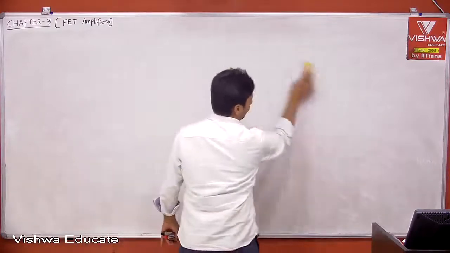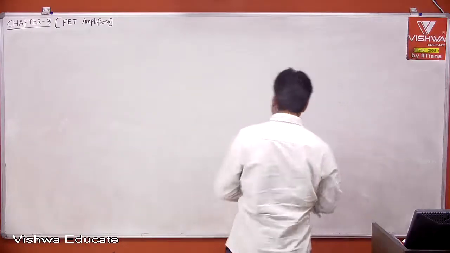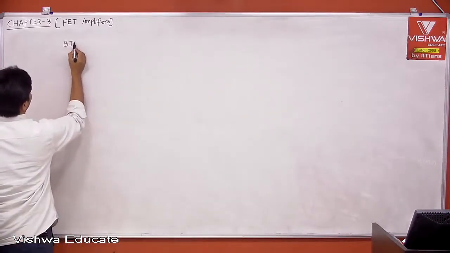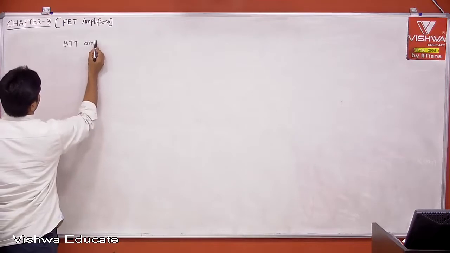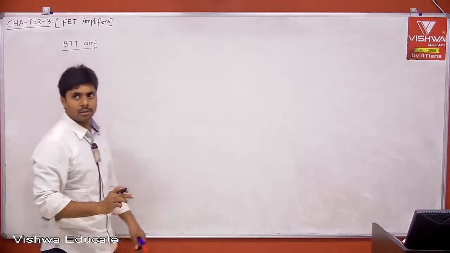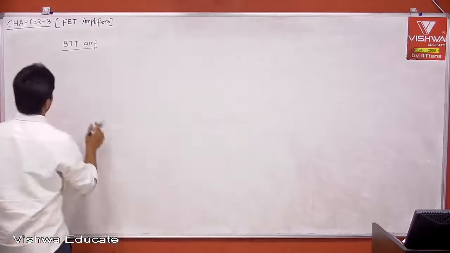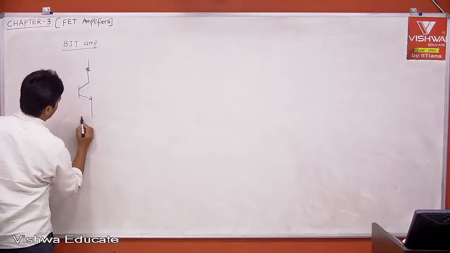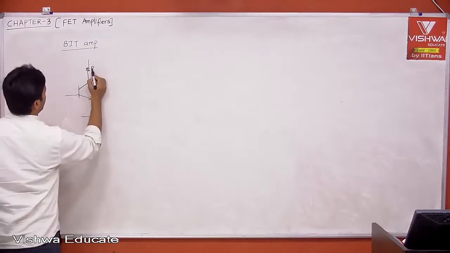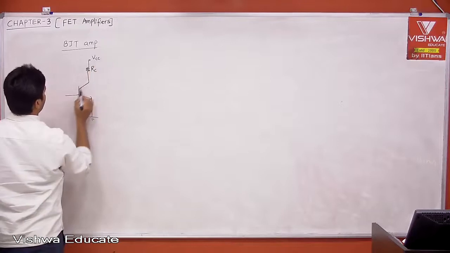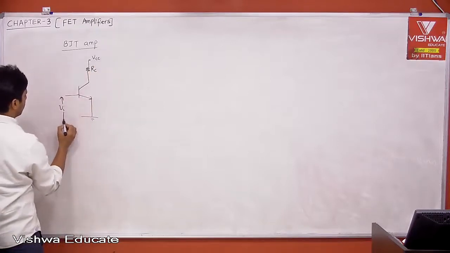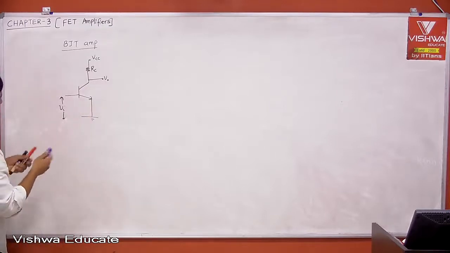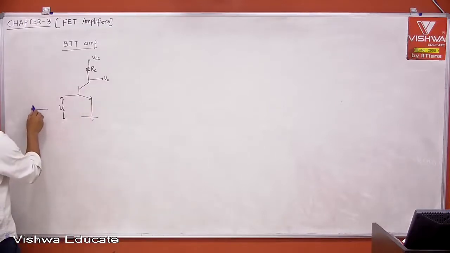Now tell me about the BJT amplifier. What is a BJT amplifier? Let us say a common emitter amplifier. This is RC and VCC, and this is your VI, and this is your V0. We are applying the signal, let us say the signal you want to amplify.